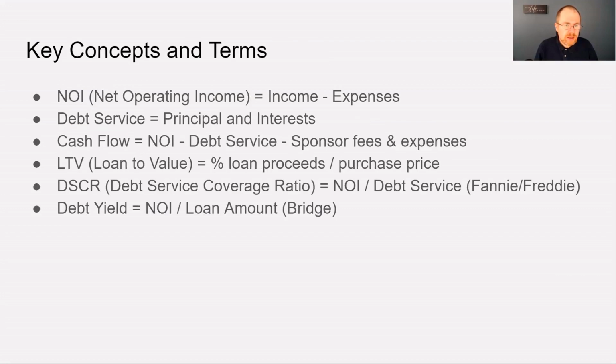And now let's talk about a few important concepts. Some we spoke a lot about, but now that we enter the debt world, there are some additional definitions to understand. Something we discussed before: NOI, net operating income, is the income of the property minus the expenses. The debt service is the principal and interest on the property.